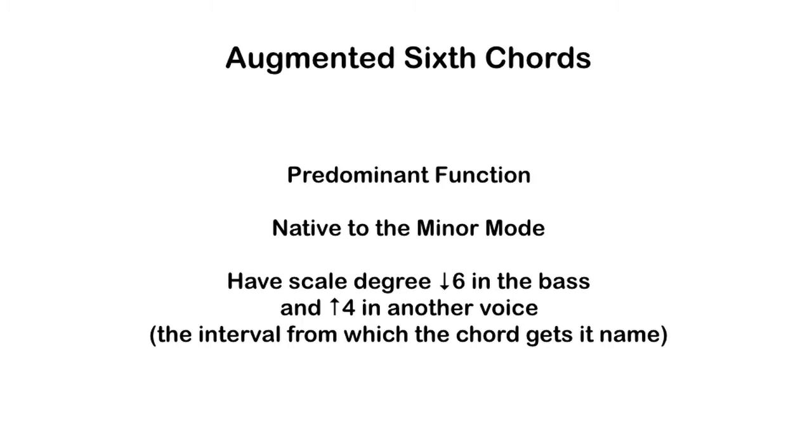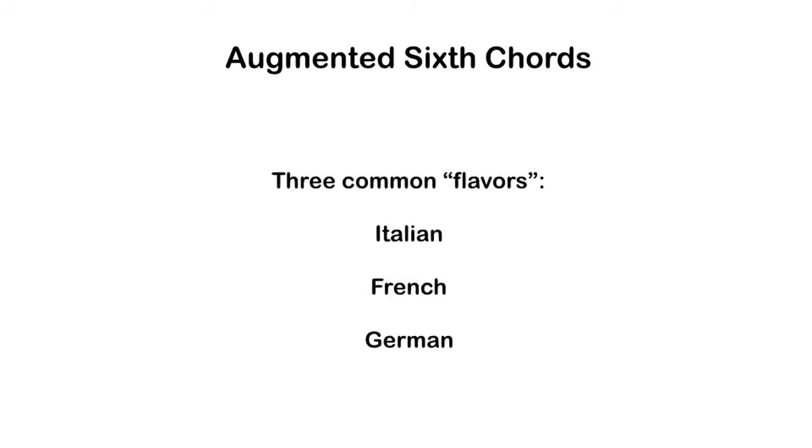Now, augmented sixth chords typically come in 3 flavors. Some people call these the nationality chords because of it. Don't get too hung up on these names because they actually have very little to do with where these chords come from. But the most typical augmented sixth chords are the Italian, the French, and the German. They all share that lowered 6th scale degree and the sharp 4th scale degree, but they have other scale degrees thrown in there in order to make the sound more resonant or more interesting.